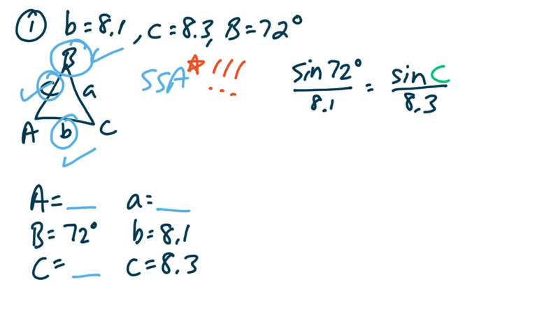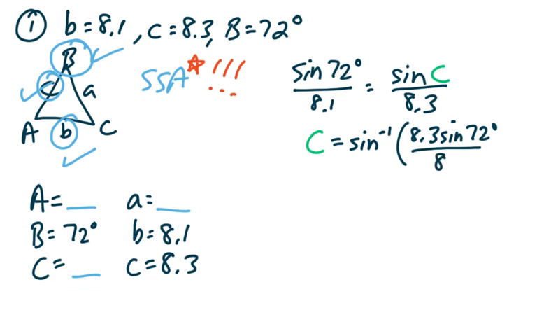Okay, just like before when we did the one triangle case, we're going to cross multiply, and I'm going to jump way to the end and say that C itself is the inverse sine, right? Because remember, we're looking for angles. We use the inverse sine of 8.3 sine of 72 degrees divided by 8.1. Okay, I punched that in, and for angle C, I get about 77 degrees if I round it. Okay, 77 degrees comes right over here.